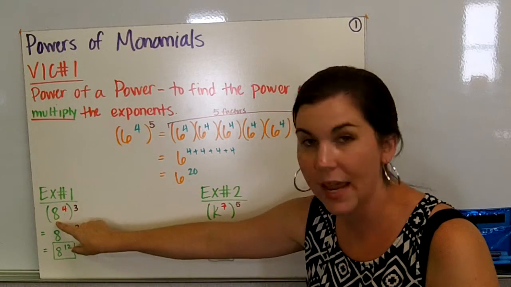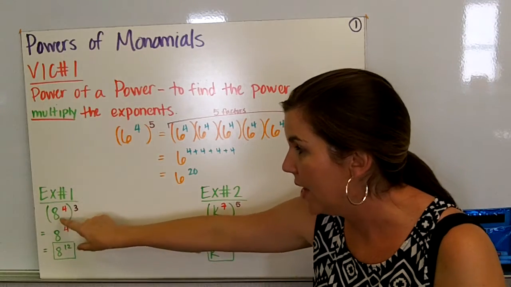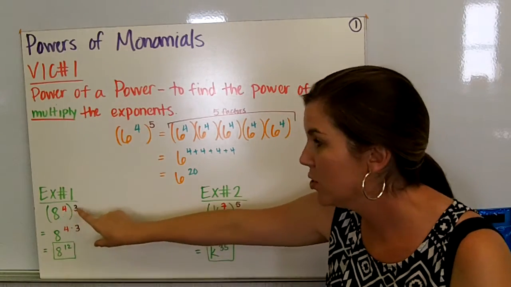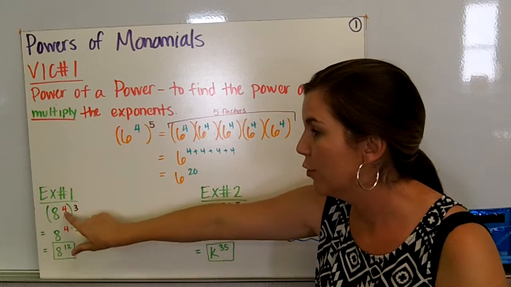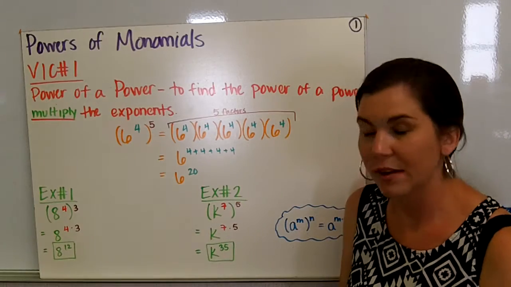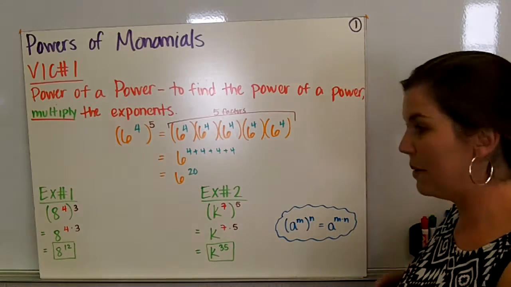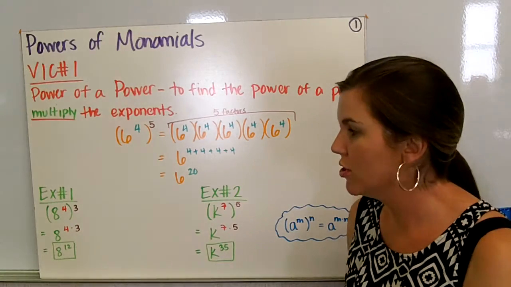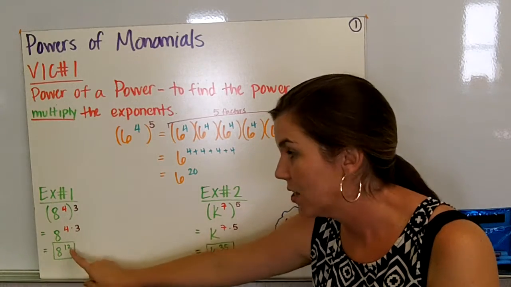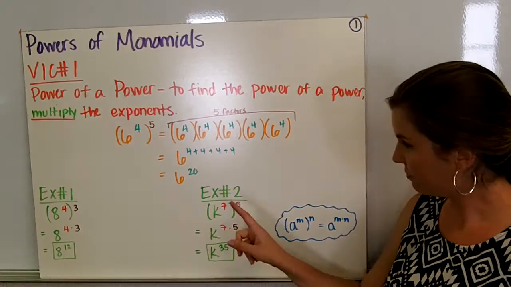Example 1, 8 is the base, 8 to the 4th power raised to the 3rd power. A power to a power you multiply. So 4 times 3 gives you 12, 8 to the 12th power. Now if you try to type this in your calculator, it may give you a very, very large number and may not be able to do it. So leave it as 8 to the 12th power.